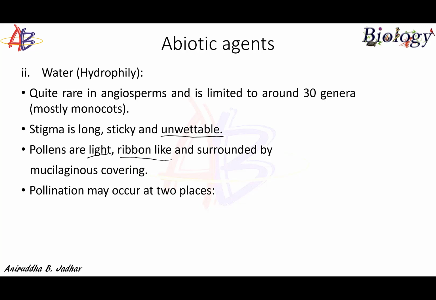Pollination in hydrophily is of two types based on the location of pollination. So there are two possibilities. In one possibility, the pollination takes place on the water surface. Whenever pollination takes place on the water surface, it is termed epihydrophily.